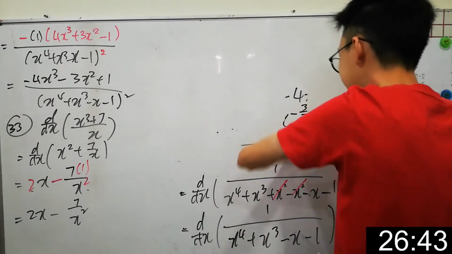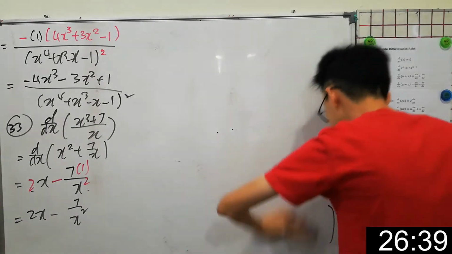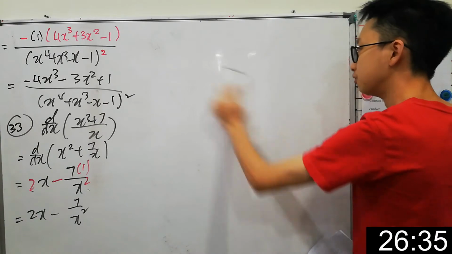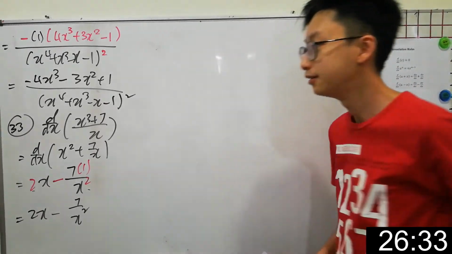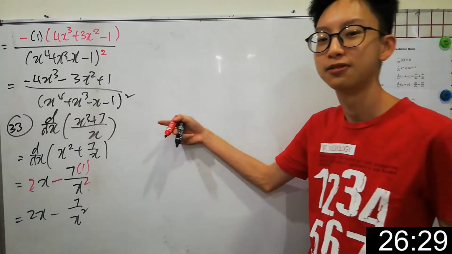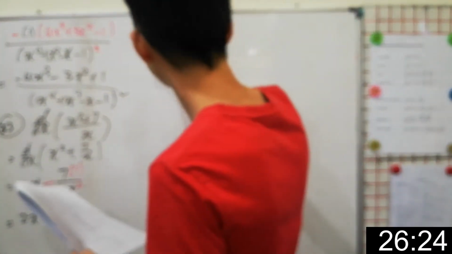Like I think in your exam, just try to avoid all the complicated product rule, quotient rule, chain rule as much as possible. Just do this. This is the easiest step to avoid mistakes. Okay. Then number 34.